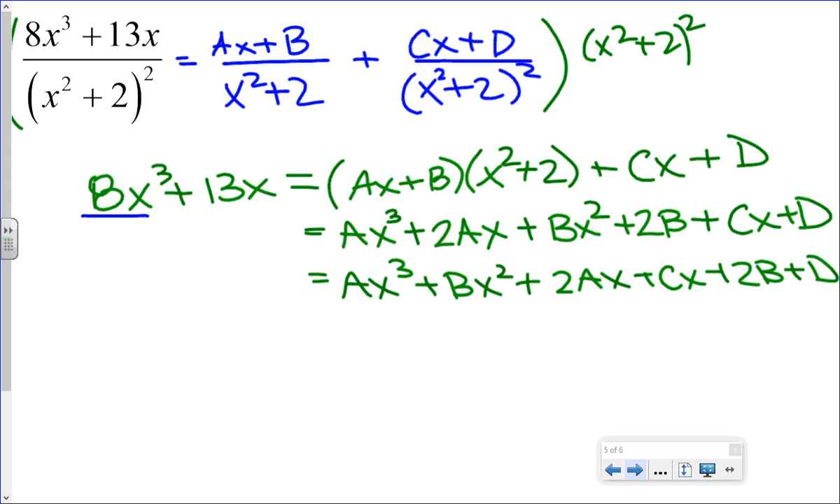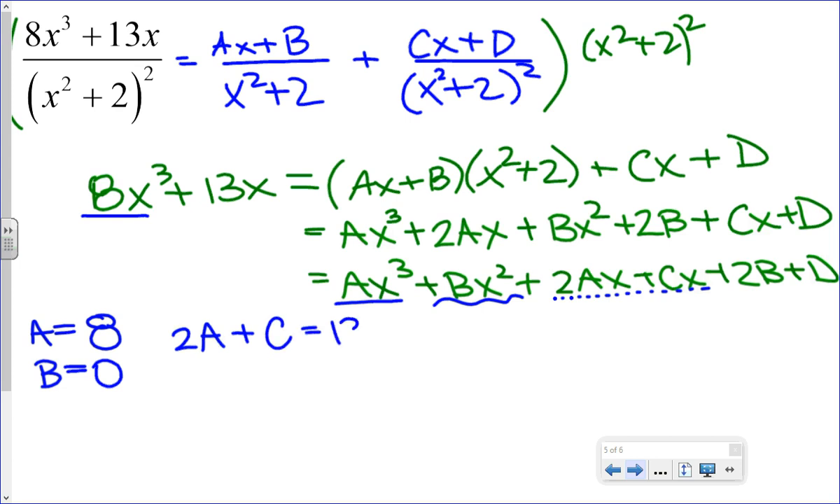So I have 8x cubed. Here I have 8x cubed. What does that tell us? A equals 8. We've got one of them. Here I have bx squared, but I don't see an x squared over here. So b is 0. Exactly. The coefficient of x squared is 0. Now here, I have 2 terms that are adding together to be x. Over here, our x coefficient is 13. So we need to write that 2a plus c equals 13.